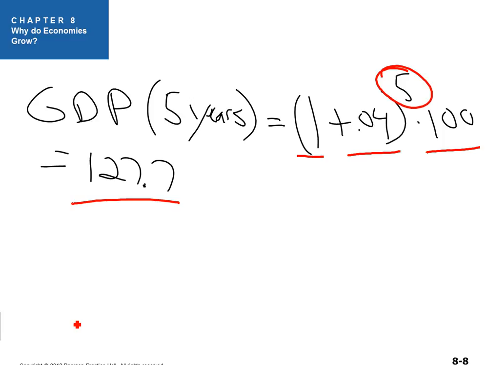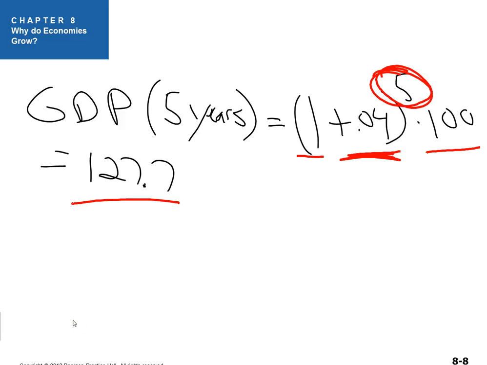So if I want to find what the GDP will be in 10 years, all I have to do is change the exponent and raise that to the 10th. If the growth rate changed, I would just have to change this number. Suppose I wanted to find out what GDP will be after 5 years if the growth rate was 5%. Then I would just make this 0.05. Okay. So anyway, in this case, GDP after 5 years, if the economy grows at a rate of 4%, and we start with 100, the GDP will be 127.7.